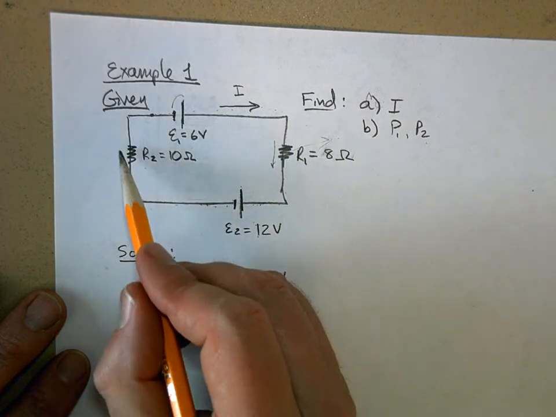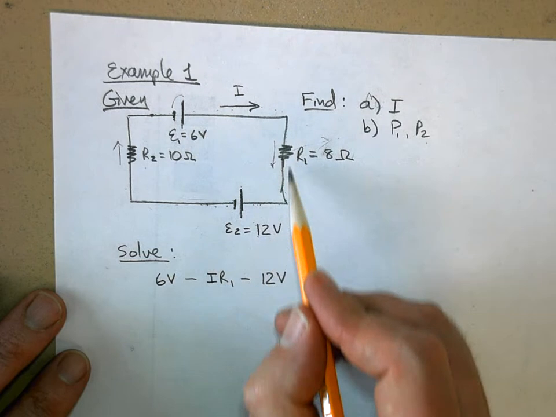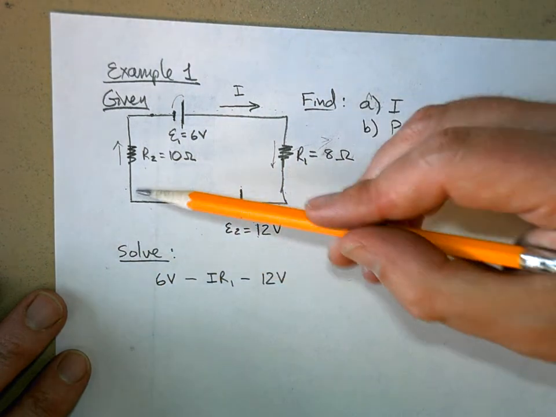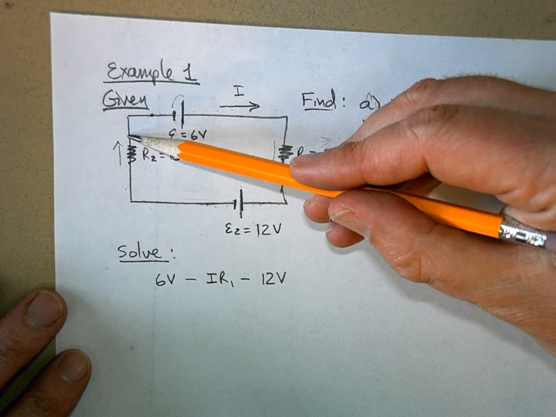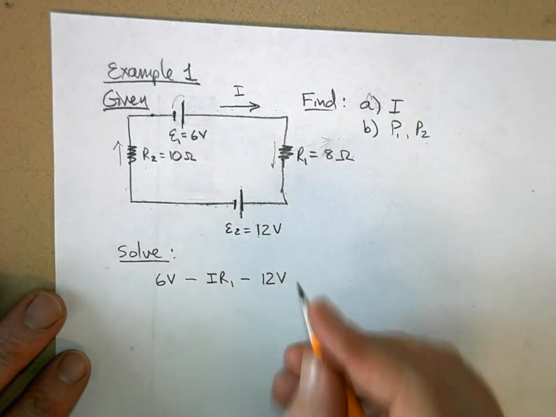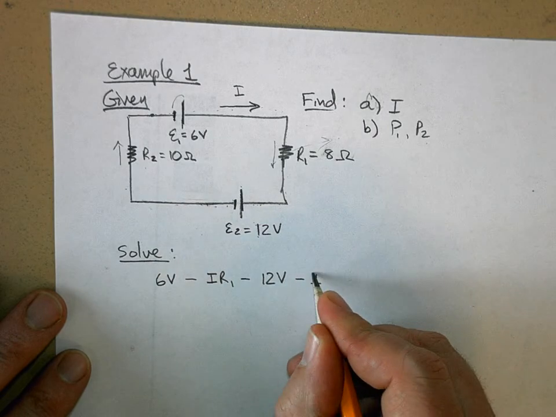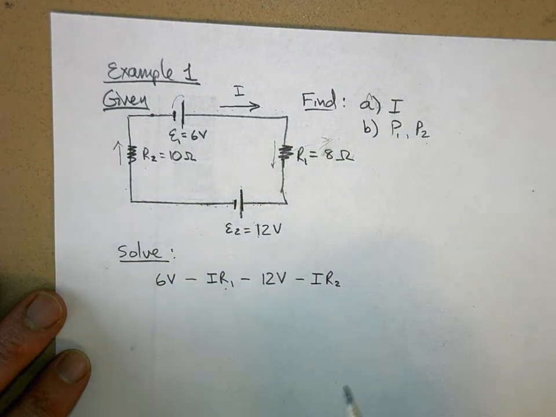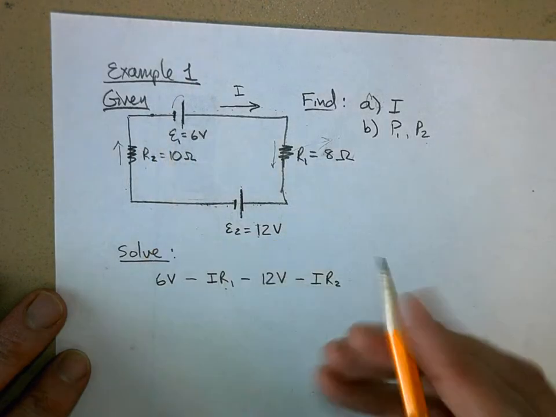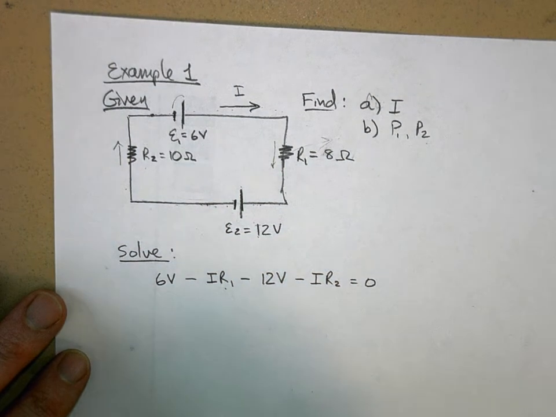If the current's going this way, it's going this way, this way, this way. So I'm going with the current. And when I go with the current, I drop in voltage as I go across the resistor. So this is going to be minus I R2. Of course, I know what R1 and R2 are. And now I'm back where I started, so it has to be equal to 0.